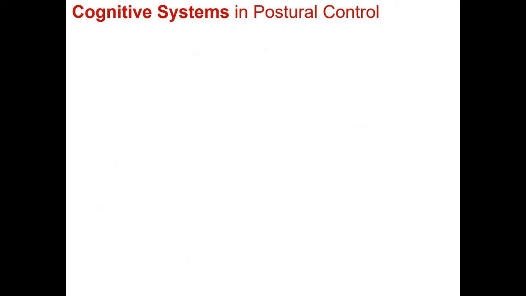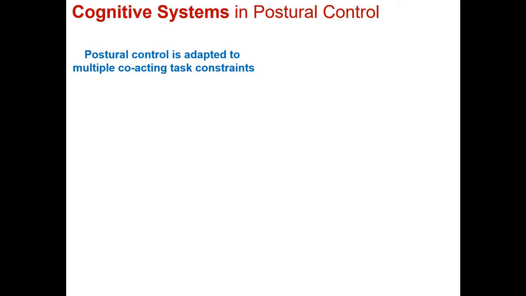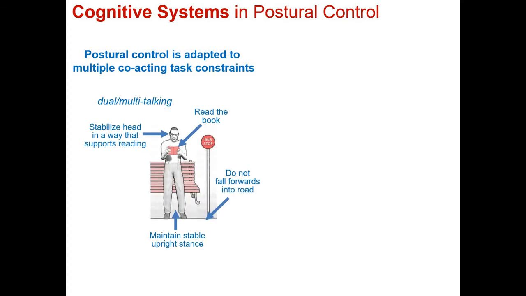For the final part of our introduction to the control of posture, let's look at how cognitive factors affect balance. In everyday, real-world situations, postural control is adapted to multiple co-acting task constraints. Here we see the seemingly simple situation of a person reading a book at a bus stop. This situation is comprised of multiple tasks. This person needs to maintain their upright stance. Most importantly, they need to control their balance in a way that means that they will not fall forwards into the road. They also need to stabilize their posture in a way that allows for them to read the words on the page of their book.